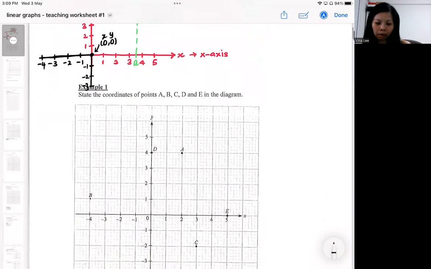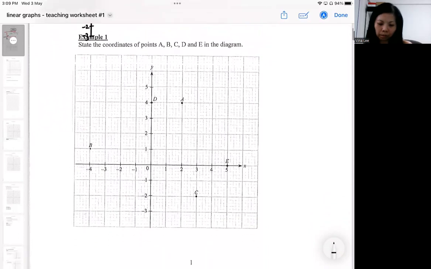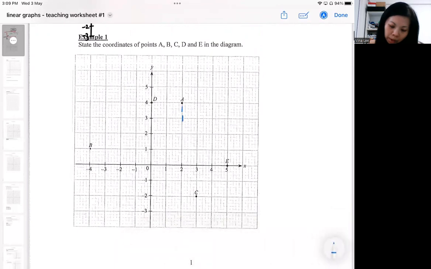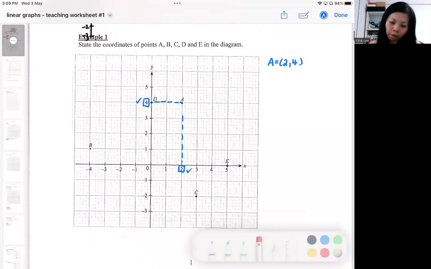I'm going to give you an example of how we get coordinates. State the coordinates of A, B, C, D. You locate A first. When you locate A, you see what the x coordinate is first, and then you see what the y coordinate is. Once you see that, it's just (2, 4), x first, then y. So can you see? A has coordinates (2, 4).